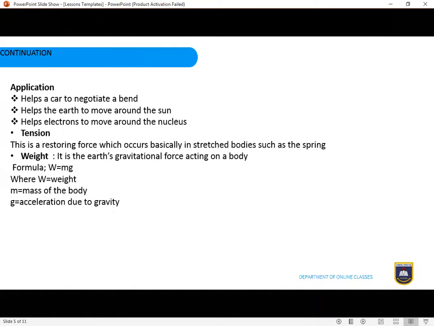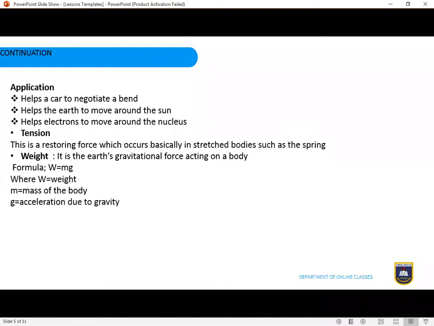So the tension is a restoring force. That means if you compress, let's say, this paper right now, then it's moving back to its original position. The force that helps it to move back to its original position, we call it tension. Okay? All right.